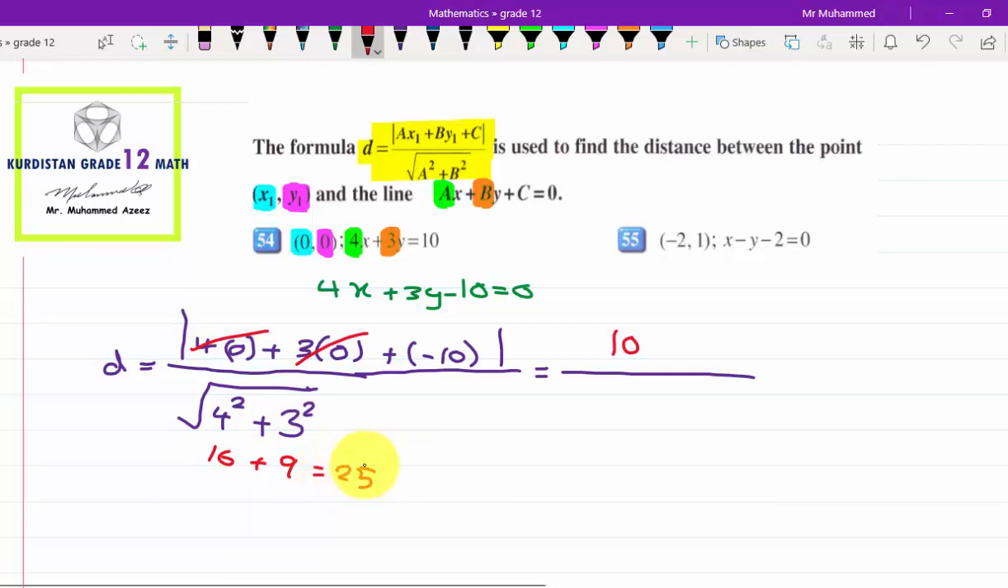And the square root of 25, because these two numbers are under the square root, so this is also under the square root. The square root of 25 is just 5. Now 10 divided by 5 is equal to 2. So this point is 2 units far from this line.